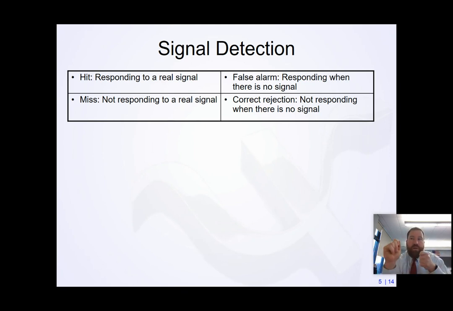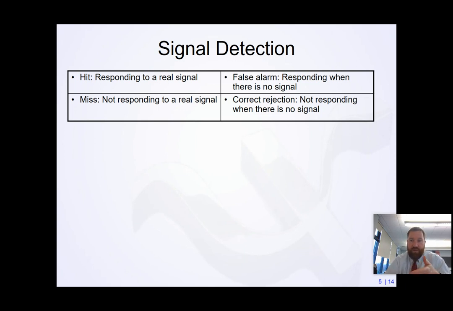There's a missile coming. I'd say that there's a missile coming, and there is one. A miss is there's a missile coming, but you didn't see it. A false alarm is when you say there's a missile coming, but there isn't. And a correct rejection is when you say there is no missile coming, and there is no missile coming. You can see that 2 of these are good, 2 of these are bad, right?